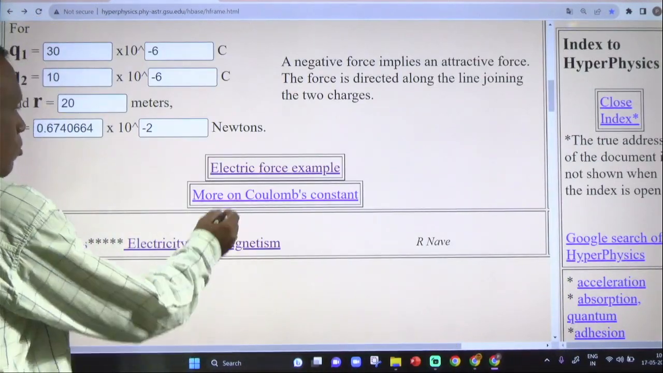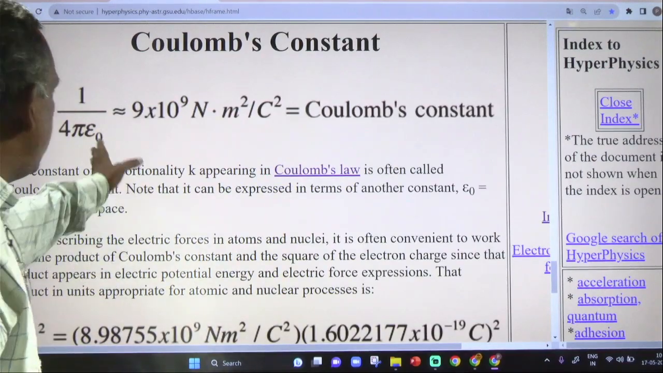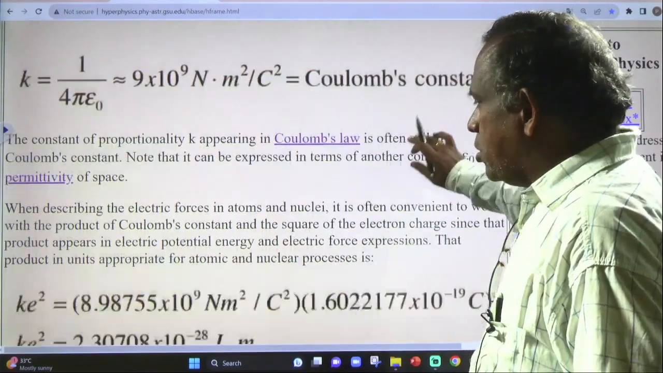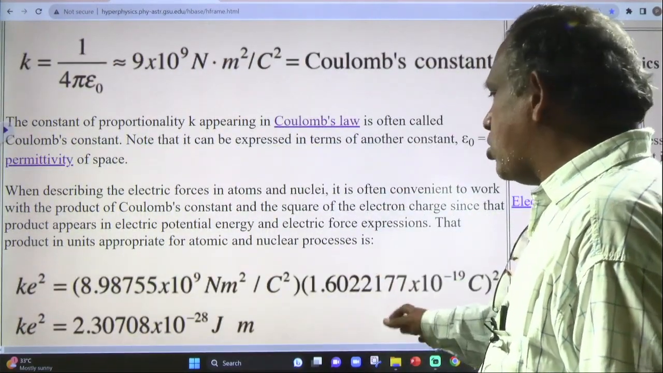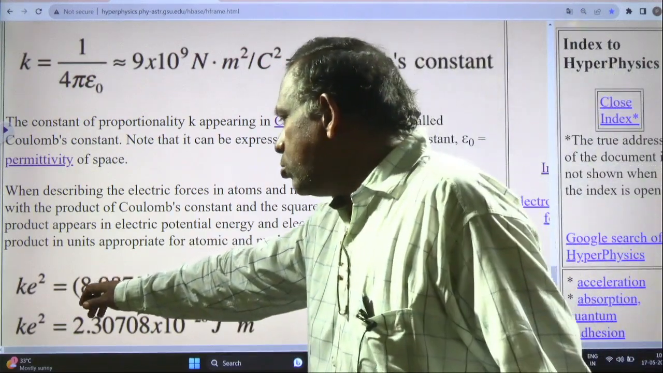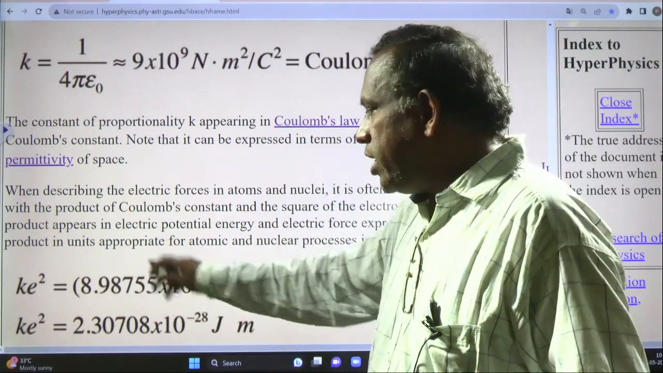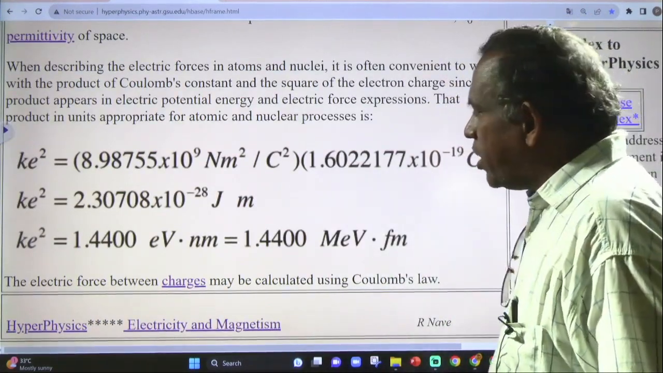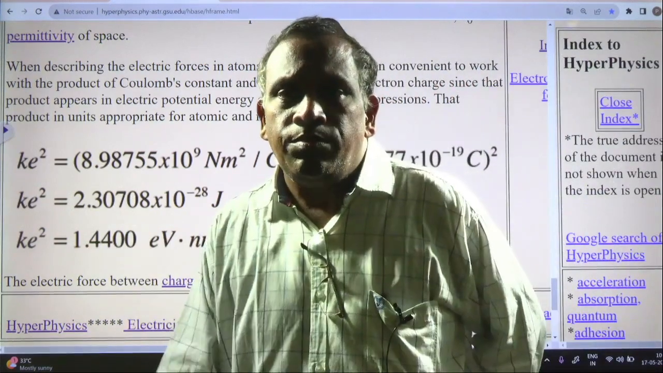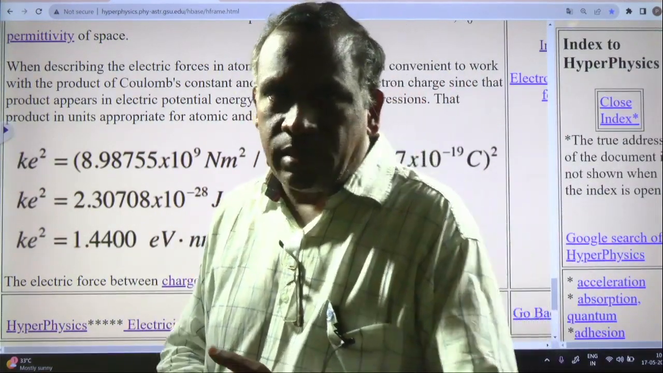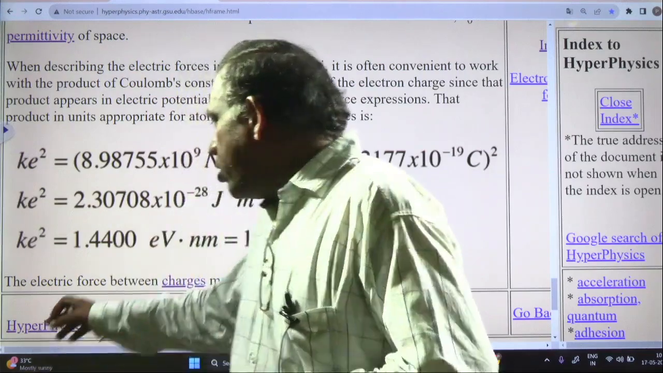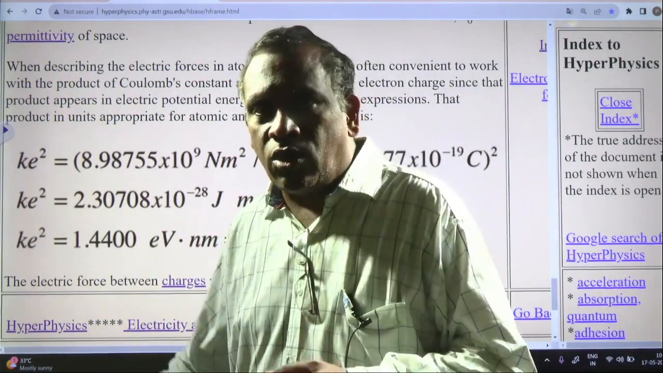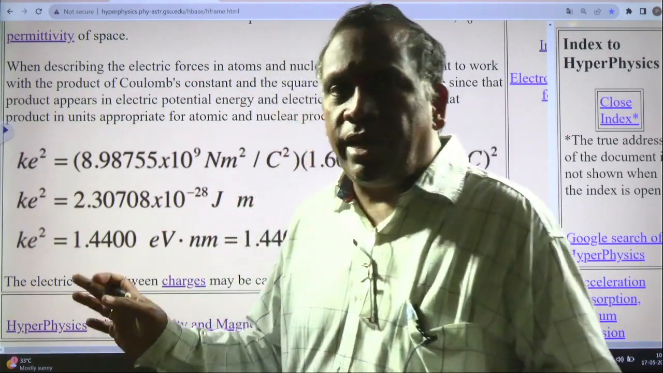Coming to more on Coulomb's constant. Coulomb's constant, that is 1 by 4 pi epsilon naught, is equal to 9 into 10 power 9. If you try to find Coulomb's constant into the charge of electron square, K e square, this is the value: 1.44 mega electron volt. These are also important values which we use in modern physics and the electromagnetic spectrum. That is also an important constant. In later physics you are going to learn all these things.